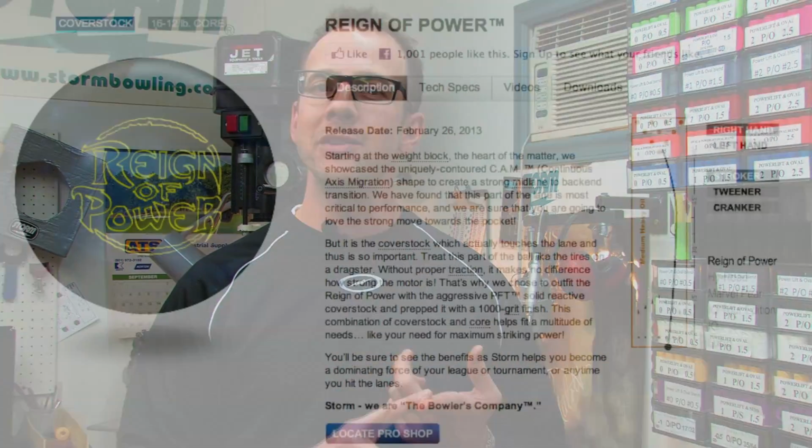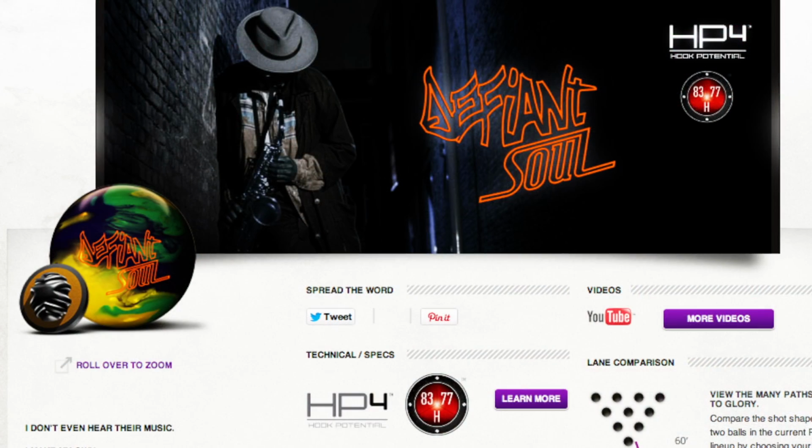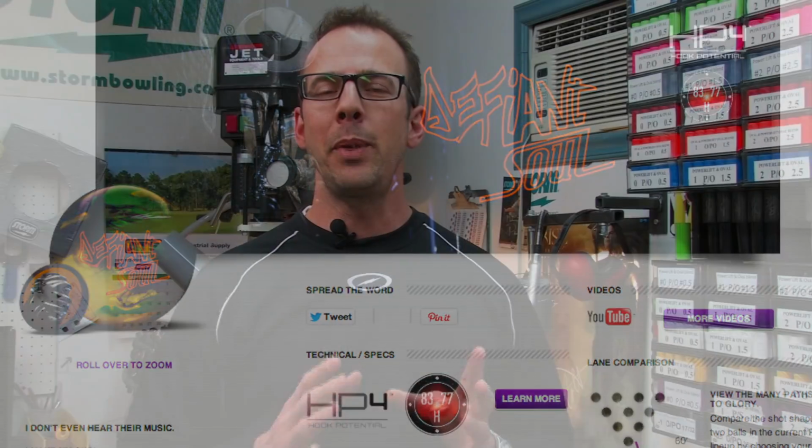You want to make sure that you use a stronger bowling ball, say a Sink would be a good choice, a Rain of Power would also be a good ball, or even for our friends at Roto Grip, the Defiant Soul would be another good choice. You'll also want to make sure that your cover stocks are prepared with the proper surface. So don't be afraid to use 1,000 grit pad even.